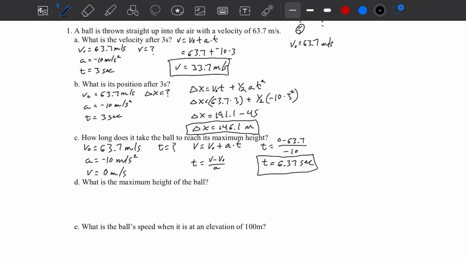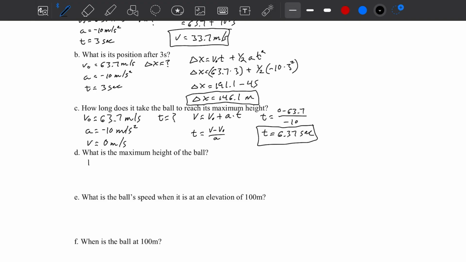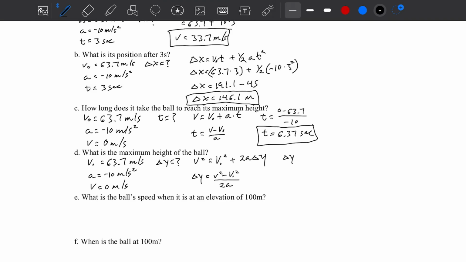What is the maximum height of the ball? Again, the initial velocity is 63.7 meters per second upwards. Acceleration's in the opposite direction, so negative 10 meters per second squared. At the maximum height of the ball, final velocity is 0. We're looking for displacement, so ideally delta y. In this case, we've got no time. So v squared is equal to v naught squared plus 2a delta y. If we solve this for delta y, we would get v squared minus v naught squared divided by 2a. So 0 squared minus 63.7 squared divided by 2 times negative 10.